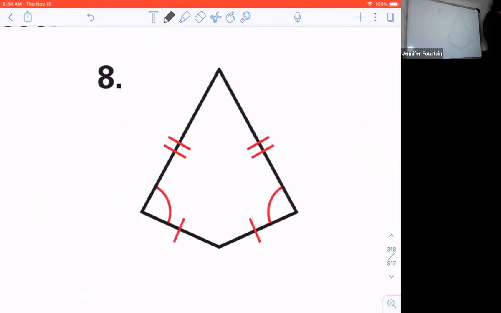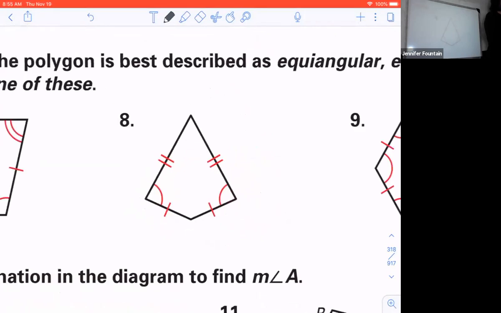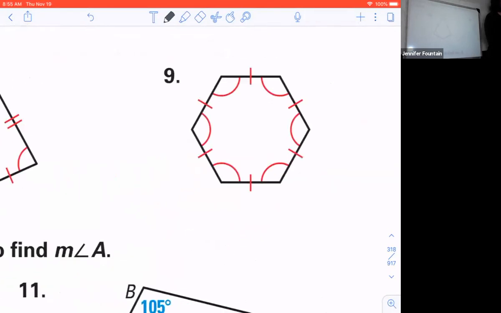Let's look at number 8. No. Okay, what do I know about this one? I know that these two sides are congruent. I know that these two sides are congruent. I know that these two angles are congruent. But what about this angle and that angle? Are all of these the same angles? No, so it's not equiangular because all of the angles are not the same. It is not equilateral because all of the sides are not the same. So it's none of these. Good.